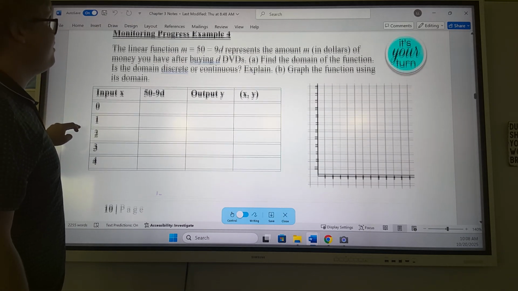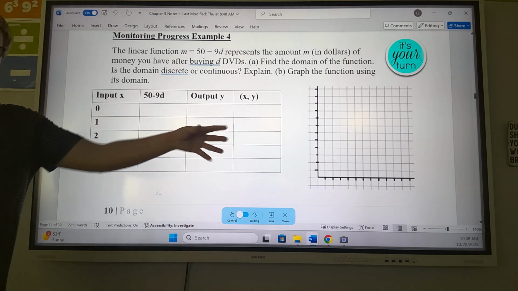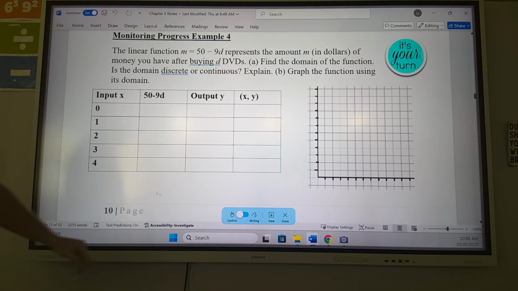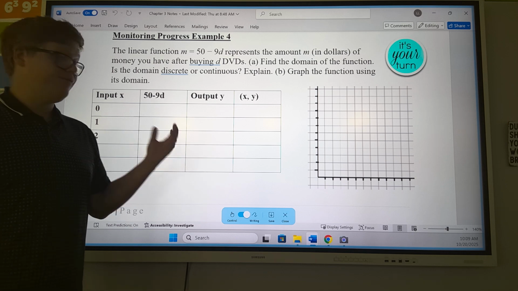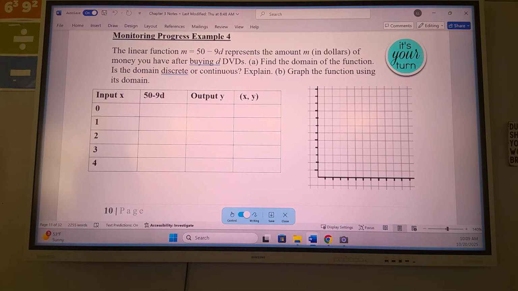Okay, this is a monitoring progress. The table's already set up for you. The table's not always going to be set up for you. You don't always have to use the table. If you just want to multiply it all in your head and figure out what the 4 values are going to be, go ahead. That's up to you. So go ahead and pause the video. Try to do the monitoring progress, see if you get it right.